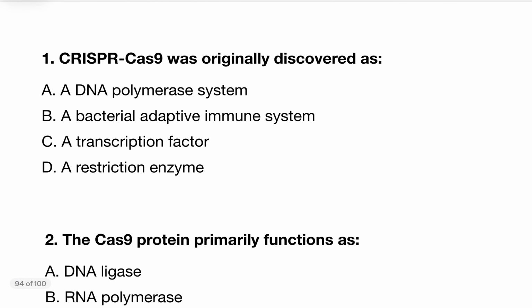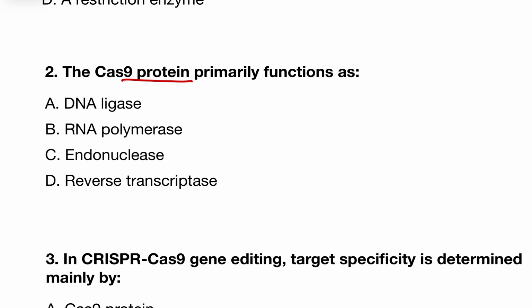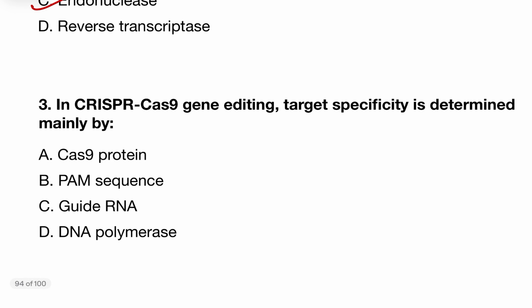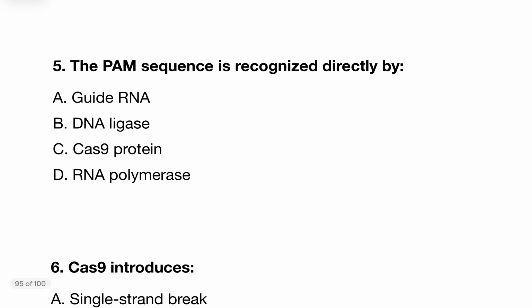Next, let's do some questions. CRISPR-Cas9 was originally discovered as a bacterial adaptive immune system. Question 2, the Cas9 protein primarily functions as an endonuclease. Question number 3, in CRISPR-Cas9 gene editing, target specificity is determined mainly by guide RNA. Question number 4, which sequence must be present adjacent to the target DNA for Cas9 activity? So it's the NGG sequence. Question number 5, the PAM sequence is recognized directly by the Cas9 protein.